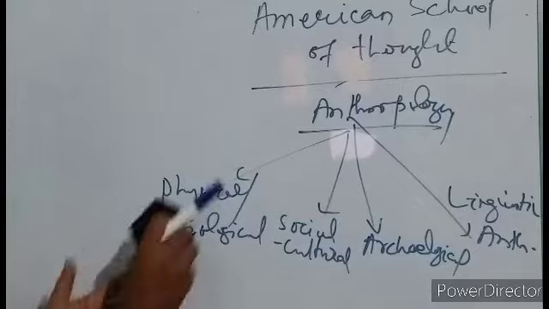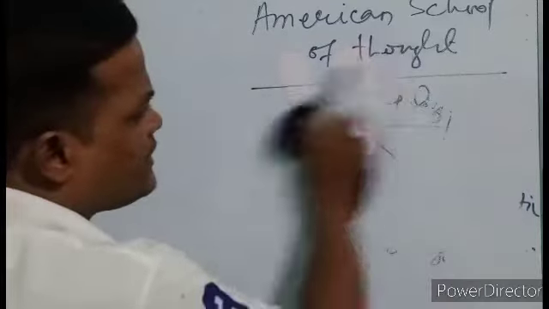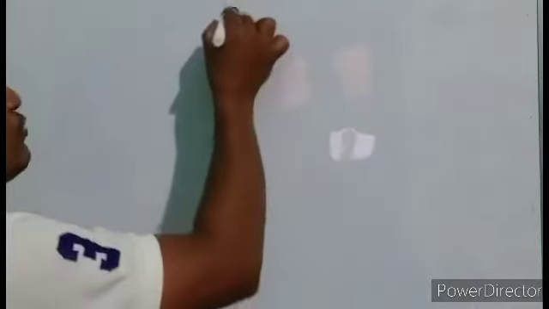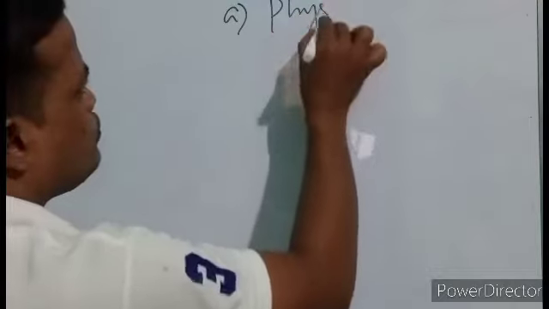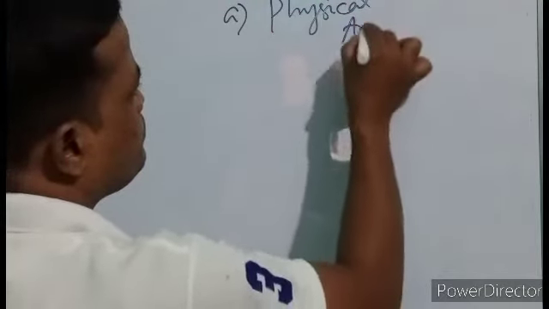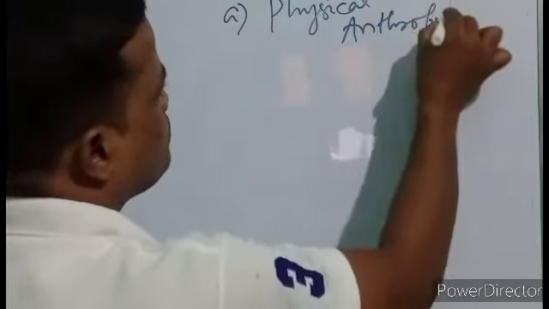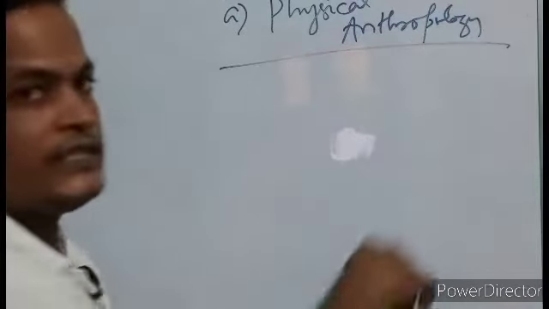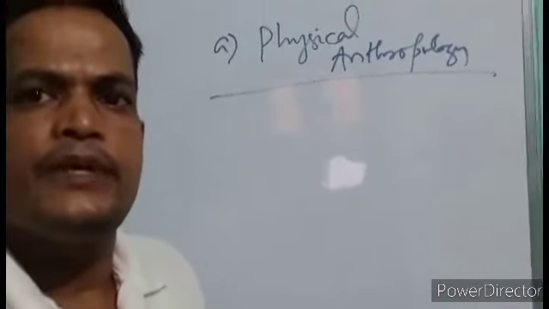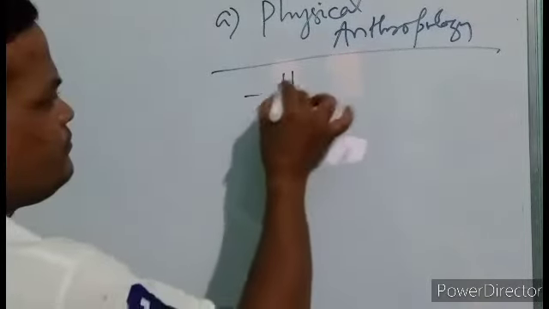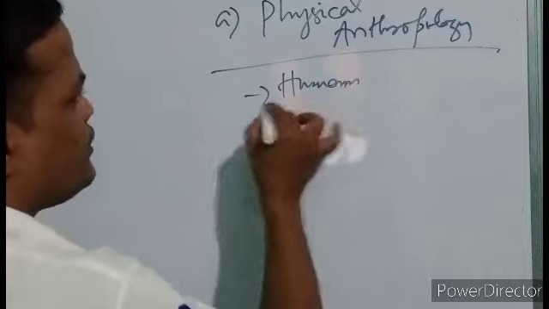Let us discuss one by one: what is the meaning of the physical part, and how it studies human aspects in the physical or biological way. The first one is physical anthropology. Physical anthropology mainly focuses on human biology.